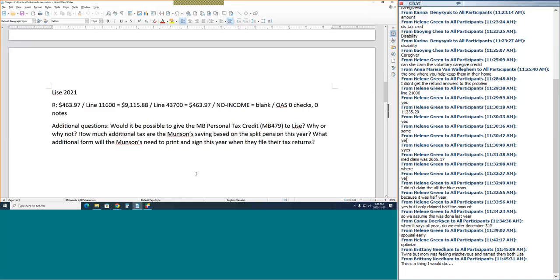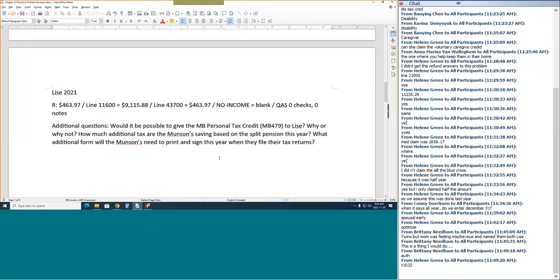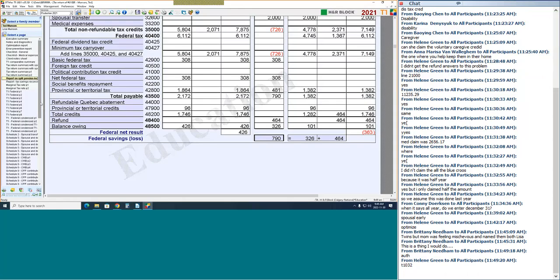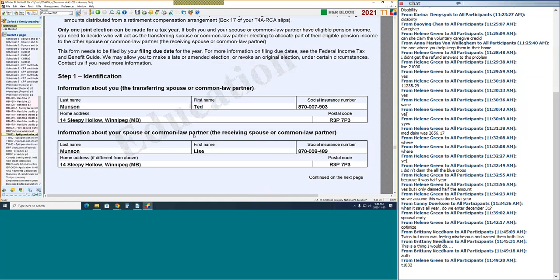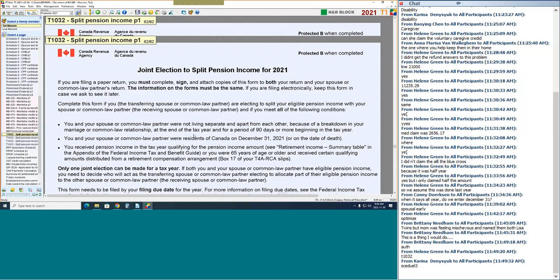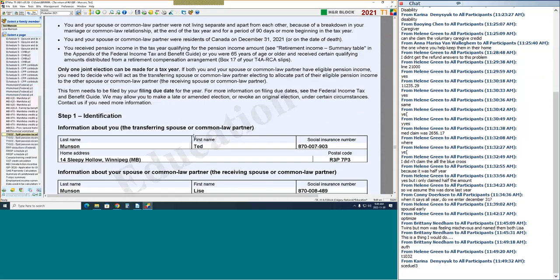What additional form will you be printing and signing when they file their tax returns this year? Remember, this is new. They've never done a pension split before. What form do you have to show them and get signed for each of them? We're almost into our administrative chapter, so we have to think about that. We might be doing an authorization for Lisa, but the one that we're talking about here to file their return is T1032.